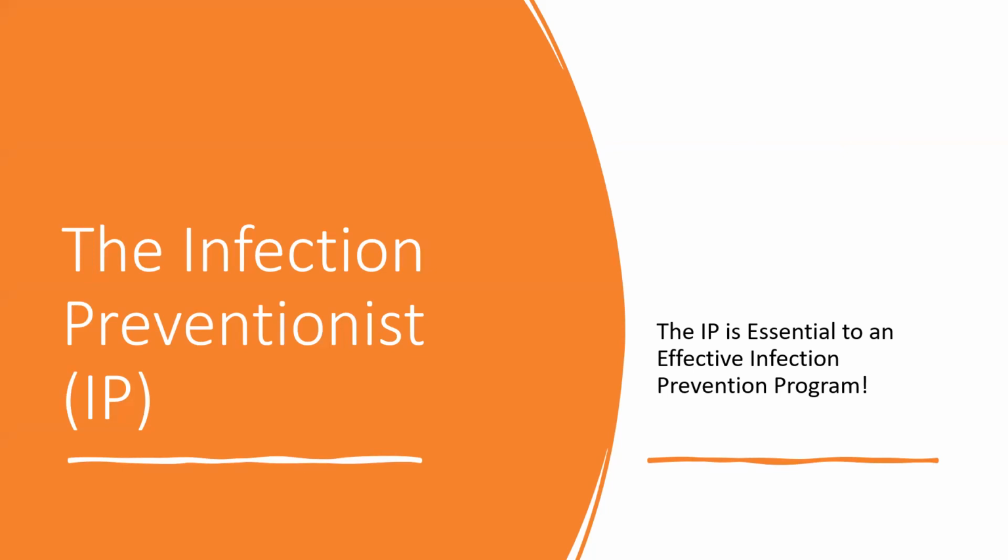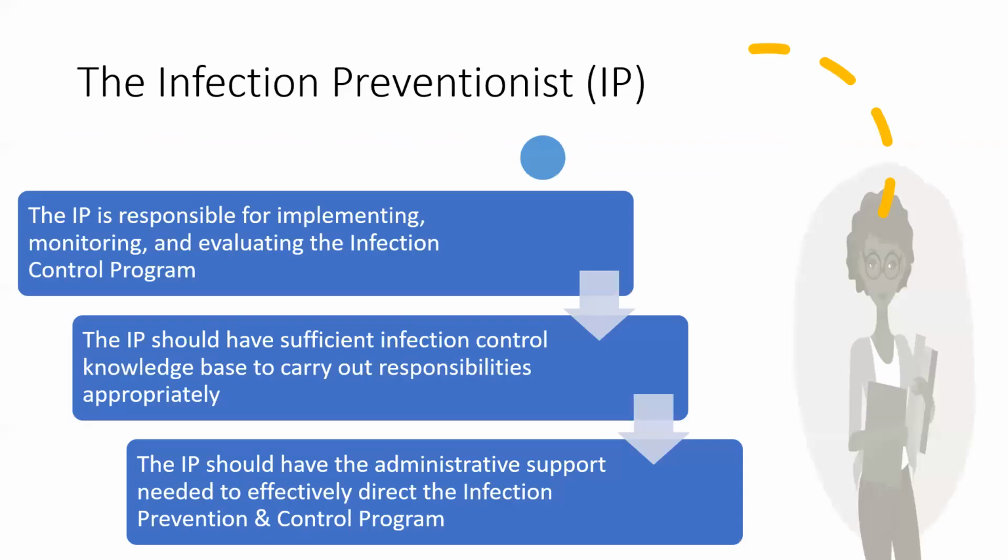So now let's transition and look at the infection preventionist, the role of the IP. The IP is responsible for implementing, monitoring, and evaluating the infection control program. The IP should have sufficient infection control knowledge base to carry out responsibilities appropriately, and should have the administrative support needed to effectively direct the infection prevention and control program. They cannot go it alone.